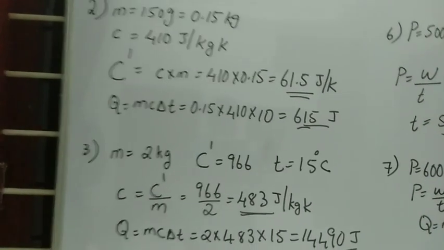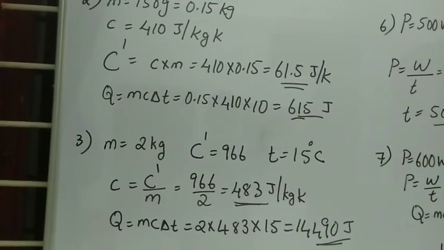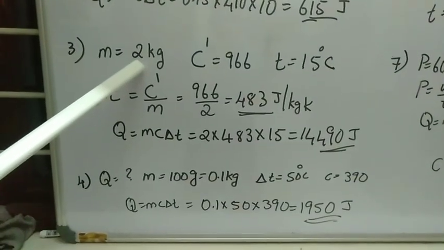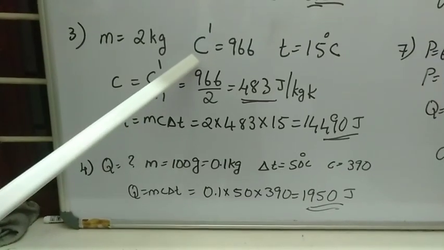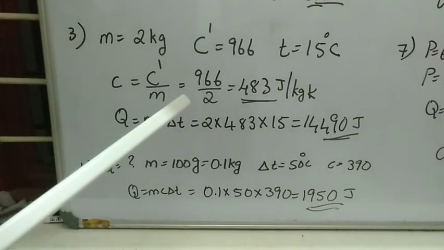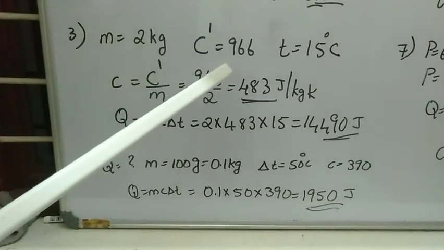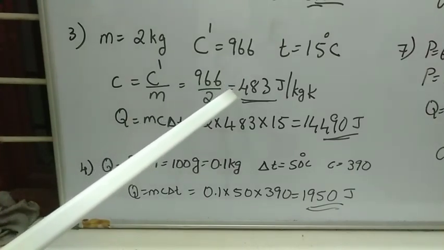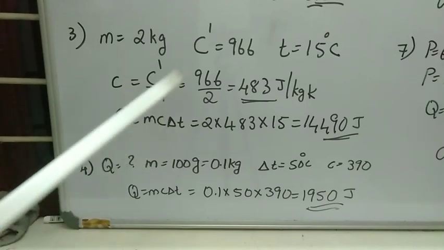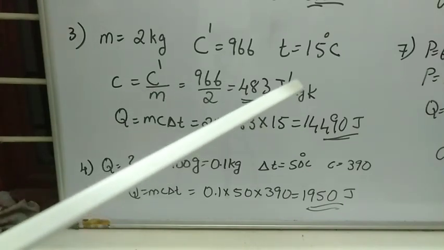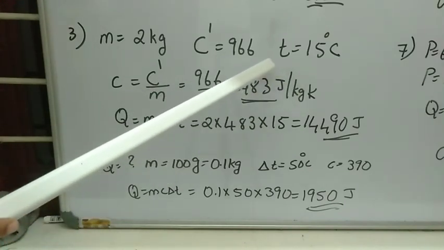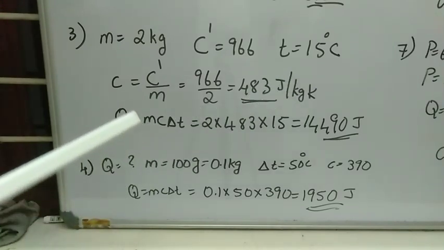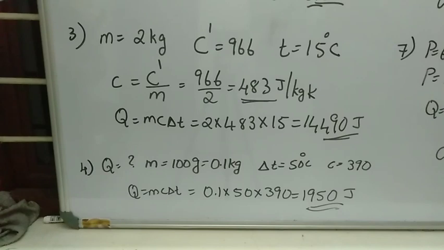Question number 3. A piece of iron, mass 2 kg, has heat capacity C dash, 966 joules per Kelvin. Find the heat energy needed to warm it by 15 degrees. Warm it by means they have to increase it by. So the change in temperature, delta T, is 15 degrees Celsius. You have to calculate the heat energy required.